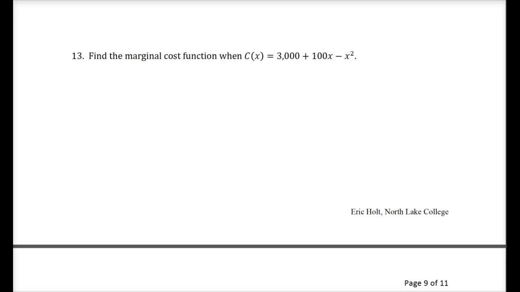All right, so for our next question, we're asked to find the marginal cost function when our cost function is 3,000 plus 100x minus x squared. And again, for this one, this is a relatively easy question. The key to this is understanding the language. So when you see marginal anything, you know that means take derivative. So what this is basically asking us to do is to take the derivative of this cost function.